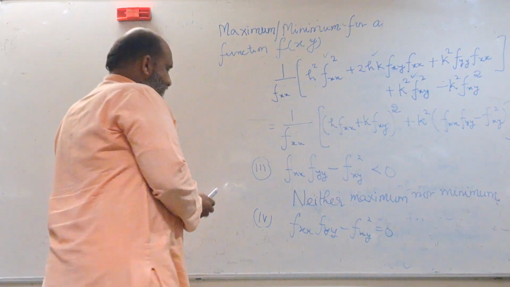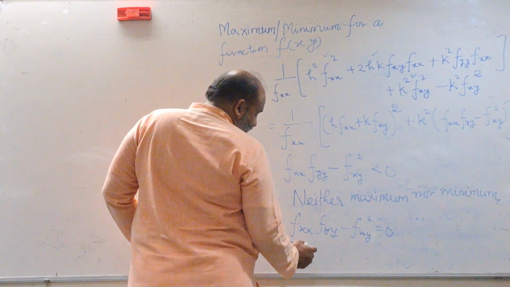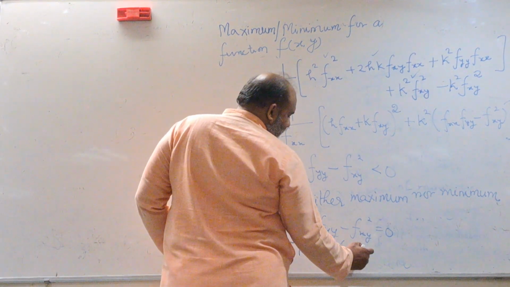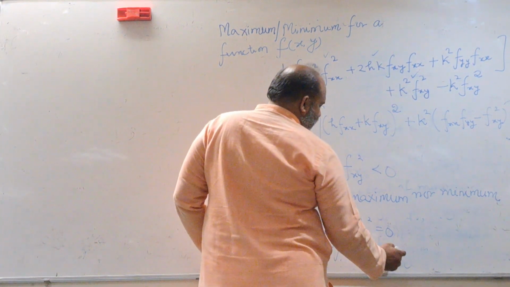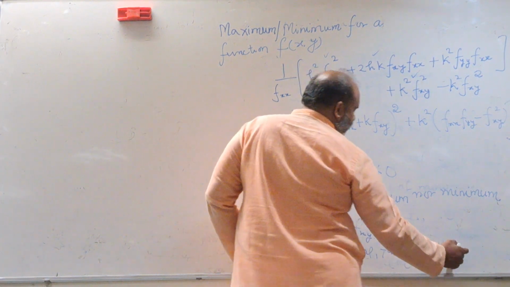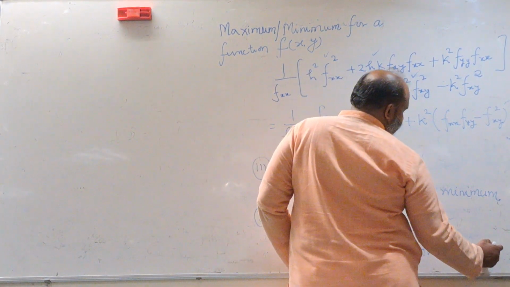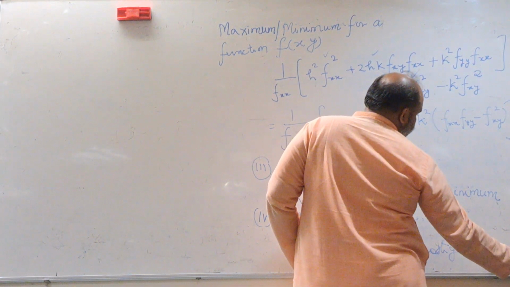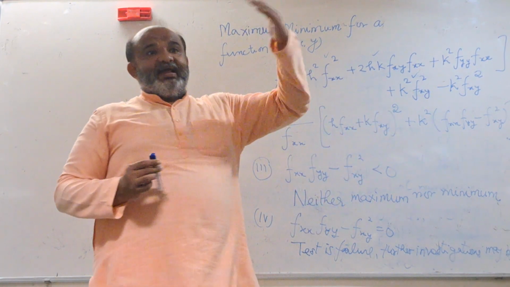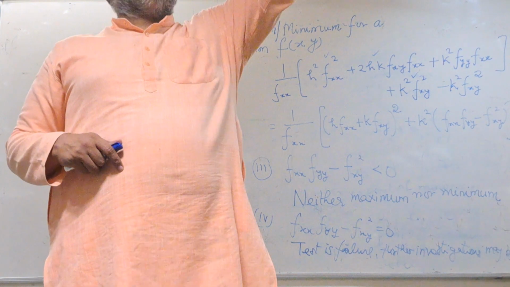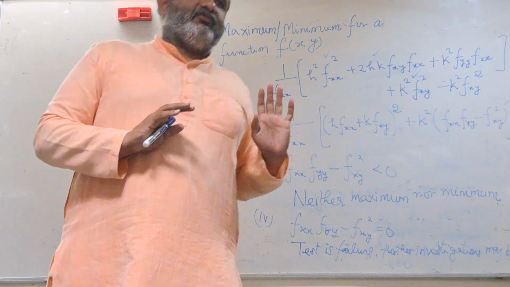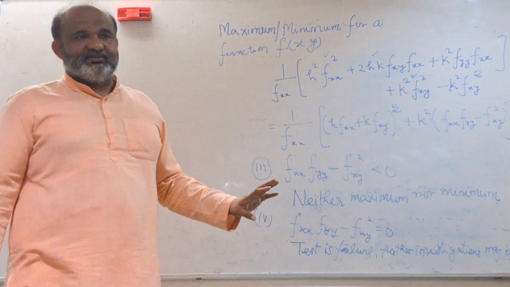So for this case I find that the test is a failure, so further investigations may be done. Because in that case this term will become 0, and the sign will be governed by the third order derivative terms. That is not for us. We are just confined to all these 4 results, right?